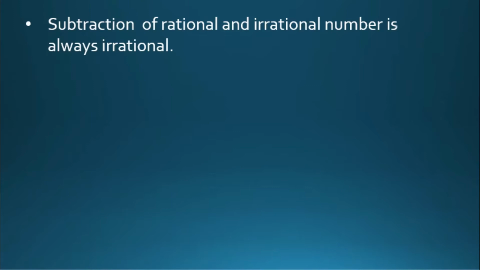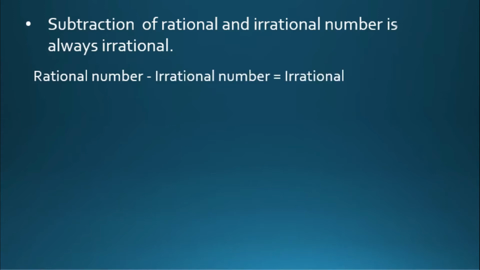Subtraction of a rational and an irrational number is always irrational. Rational number minus irrational number is equal to an irrational number. For example, minus 7 minus root 11 is equal to minus 7 minus root 11.